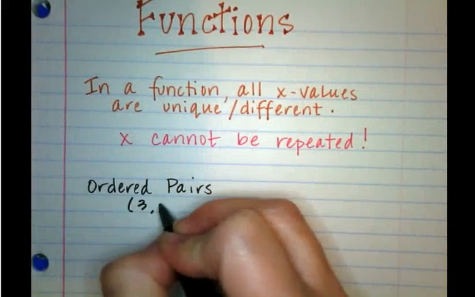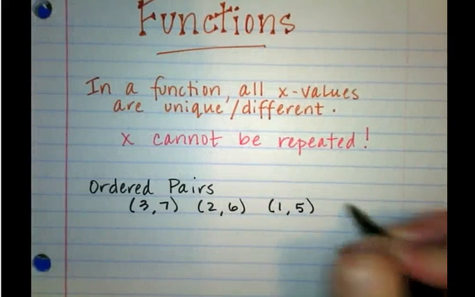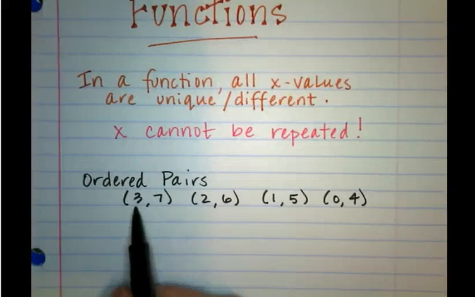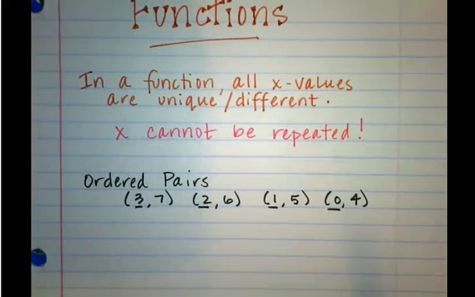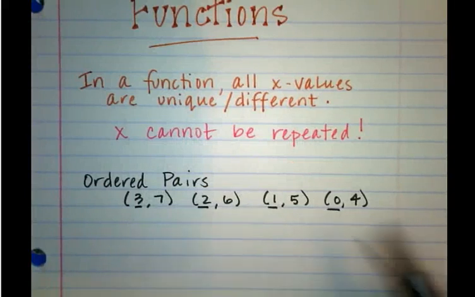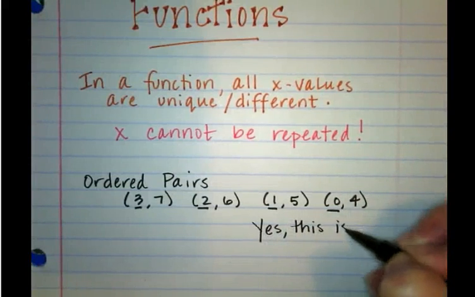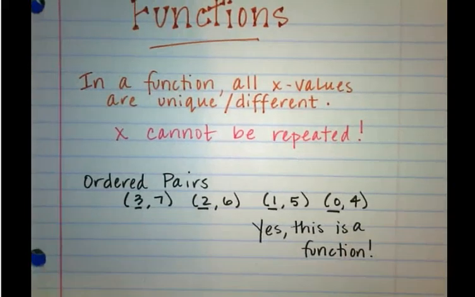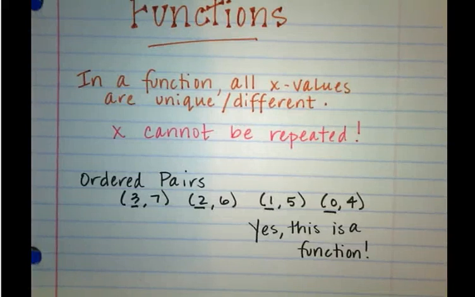So if we had (3, 7), (2, 6), (1, 5), (0, 4). If you were asked if this is a function, we're just going to check the x values. And we want to make sure that all of the x values are different. And if they are, then we would say, yes, this is a function. All right, now, if we have an x value repeated, then the answer would be no, this is not a function. So it's easy to tell when they're listed as ordered pairs.